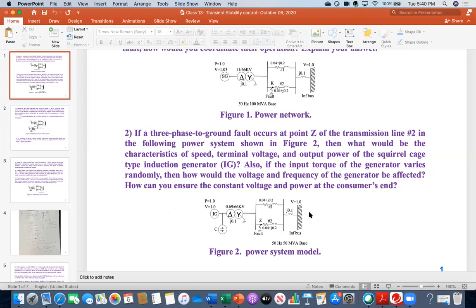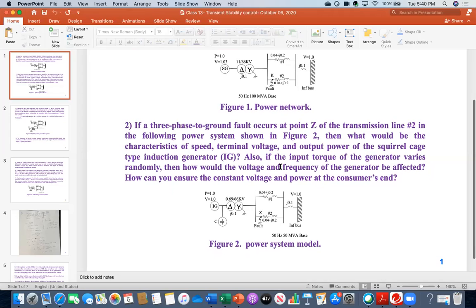And the third question, how can you ensure the constant voltage and power at the consumer's end? Now you see, infinite bus means here the customers will be connected. Now they want always constant voltage and power. So whatever the generator you use, whatever the type is, whatever your input source is, input torque varies or does not vary, they want the constant voltage and constant power. That is their objective only. So how can you ensure? So 3 questions.